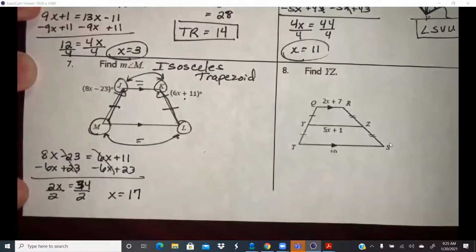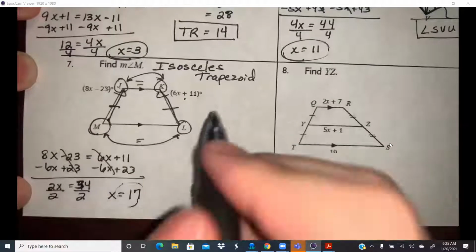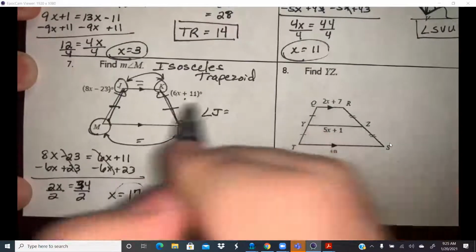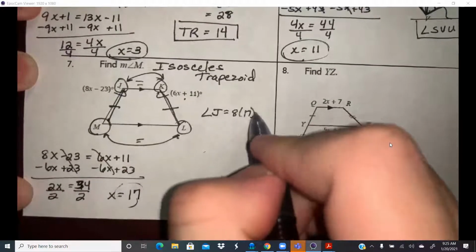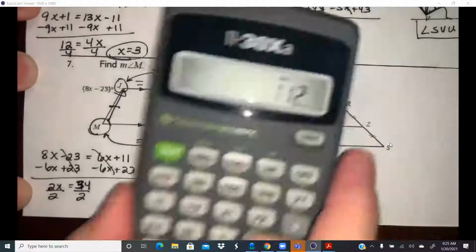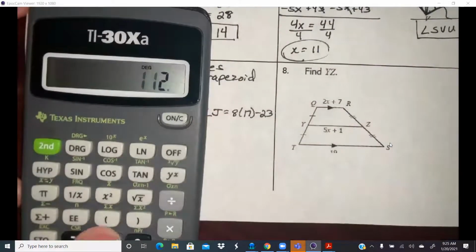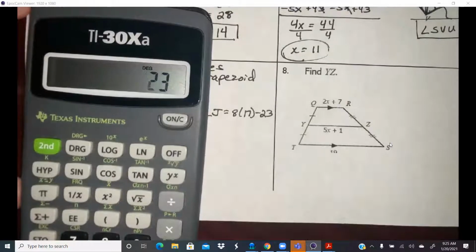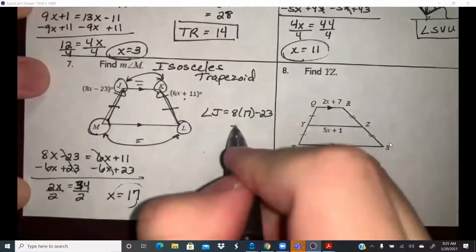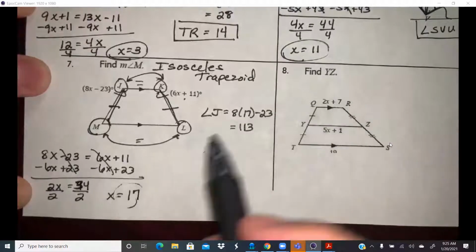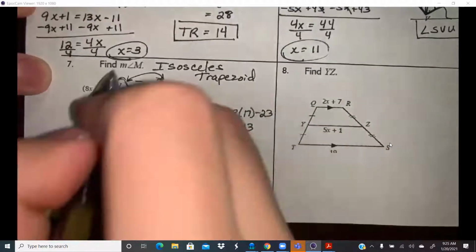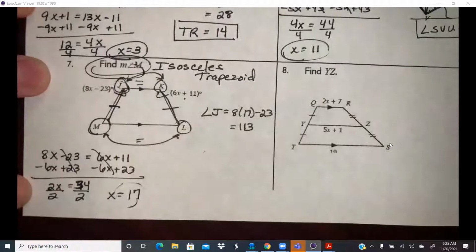Okay. So now I can take this 17 and plug that into J and see what happens. I know that angle J is equal to 8 times 17 minus 23, and I'm not even going to bother doing that in my head. 8 times 17 minus 23 gives us 113. Now, granted, that's not what they're asking for. They're asking for the measure of angle M.